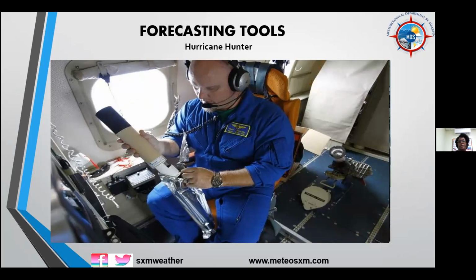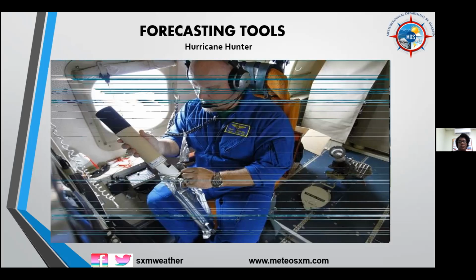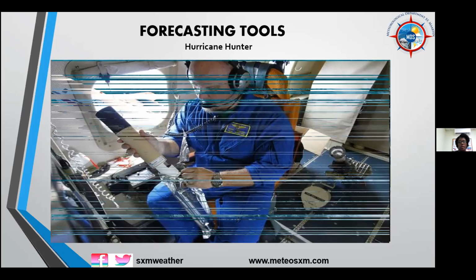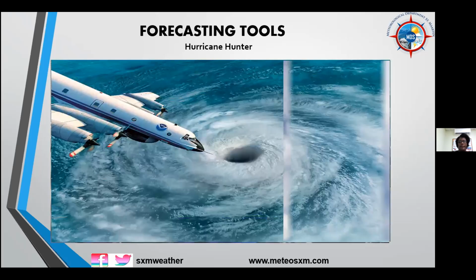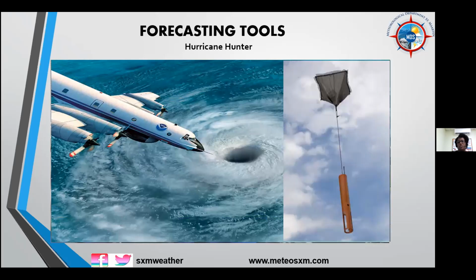It is dropped at different points around the storm when the aircraft is flying, and it feeds information back to the computer to say how strong the winds are, the temperature out there, the pressure, and all the other information that we get. This is an image of an aircraft flying over the top of a hurricane. And this is what the instrument looks like. So they drop hundreds of these things over different points, and then the information is sent back.